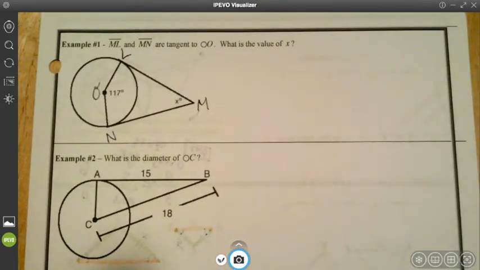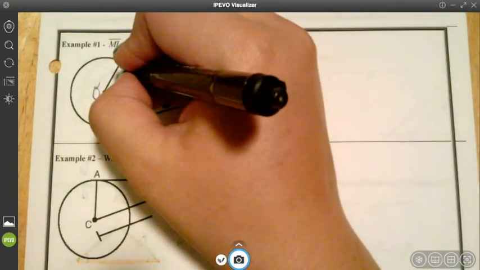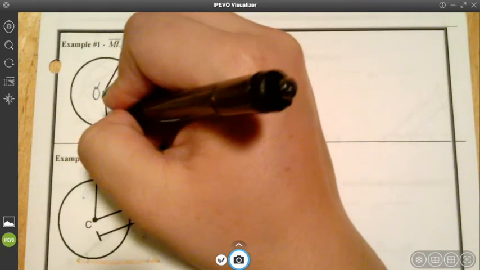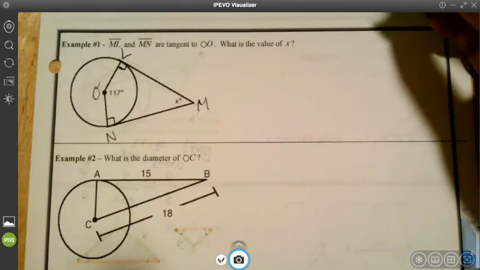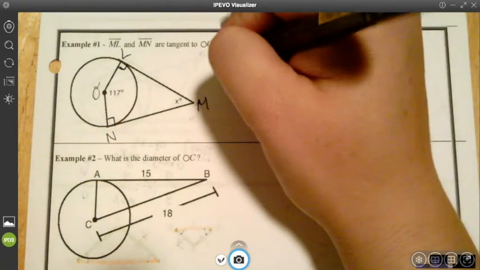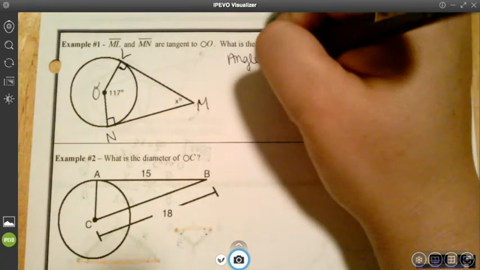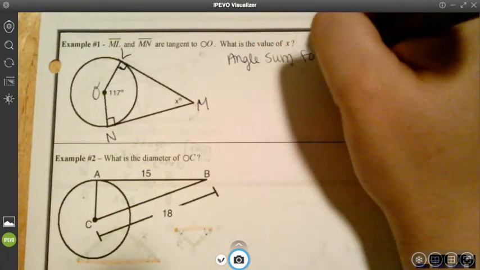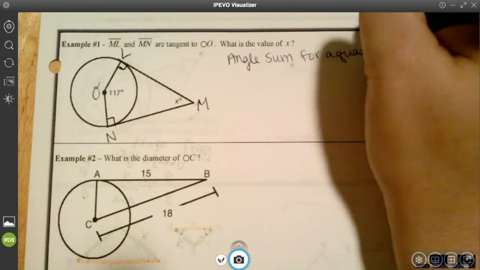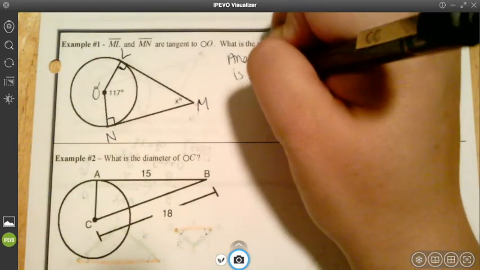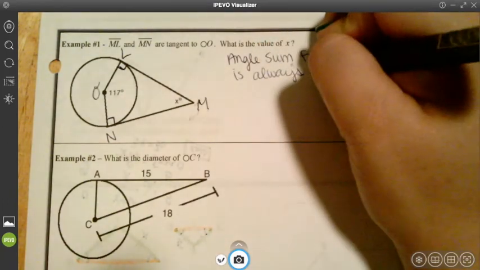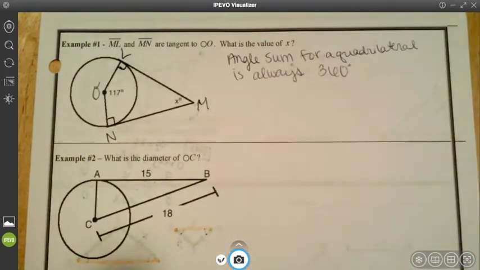Well, we don't have a whole lot of information, but we do know that every tangent line is perpendicular to its radius, and therefore we have a quadrilateral with 3 given angles. We can always find the 4th. If you'll recall, the angle sum for a quadrilateral is always, hopefully you've said it, 360 degrees.